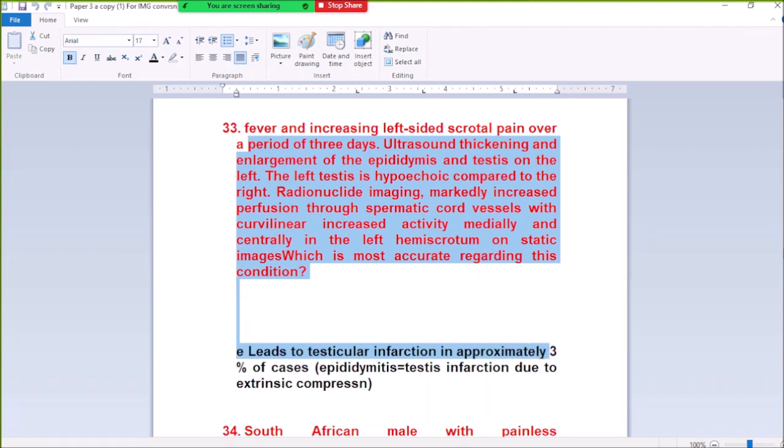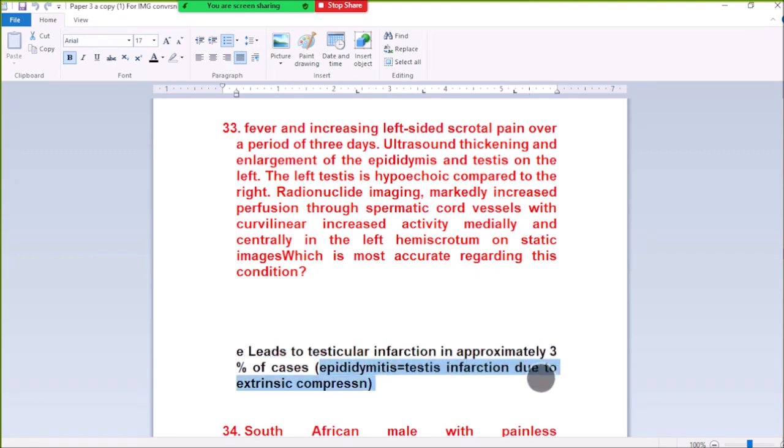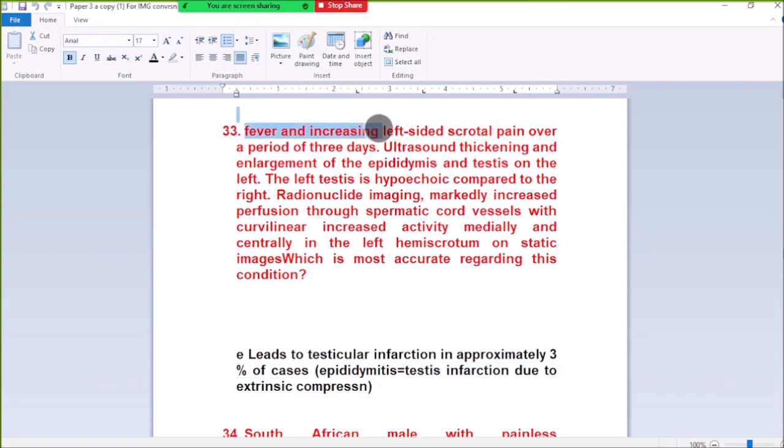The most accurate test in this condition. Cases with testicular infarct in approximately 3% of cases. Epididymitis shows testes infarcted due to venous compression, and this is a complication of epididymitis. Thickening and enlargement of epididymis and testis. Left testis is hypoechoic compared to the right, and radionuclide imaging with marked increased perfusion through spermatic cord vessels. So epididymitis may lead to testicular infarction in approximately 3% of cases.